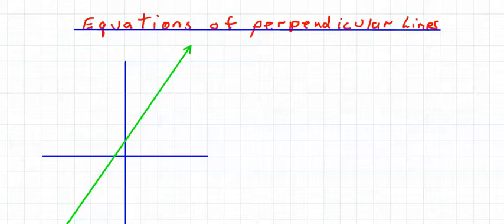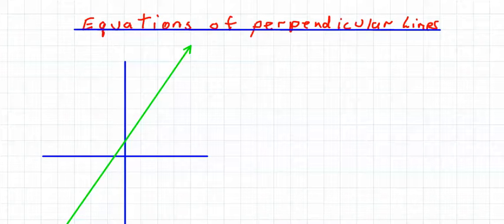Hello, this is a short video presentation on finding the equation of a line perpendicular to a given line through some point, just like we did before Friday with parallel lines.